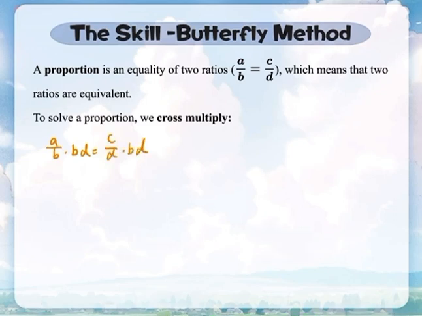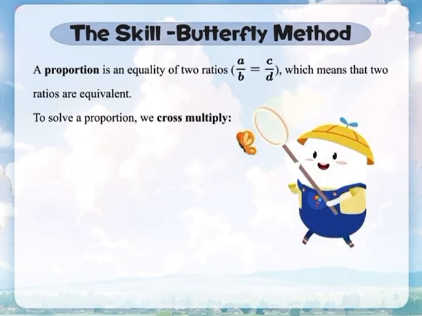And then we can do the cancellation. So B and B, they cancel out each other. On the left side, we have AD, and on the right side, we just have BC. In that case, we can get rid of the annoying fraction and we can get this equation, AD equals to BC. And this is the basic logic for the butterfly method.